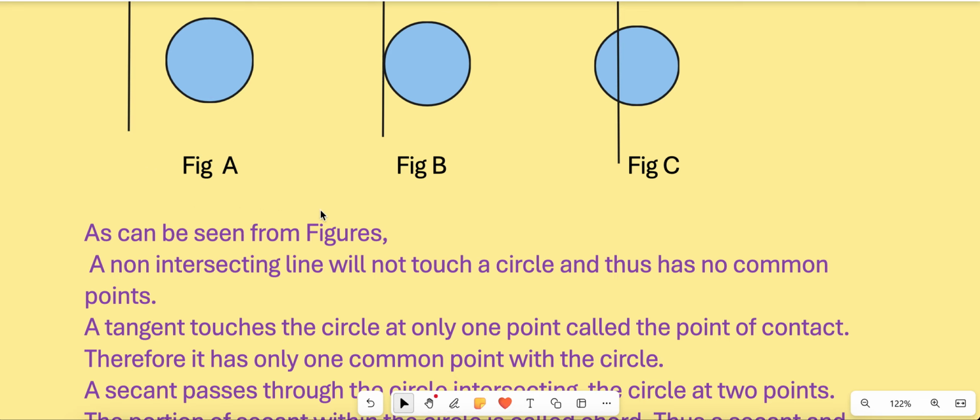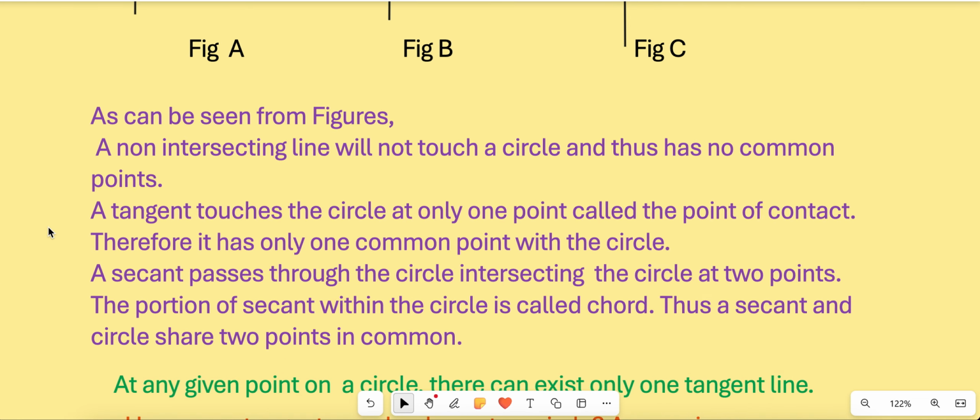So, in figure A, you can see it is a non-intersecting line because the line is not touching the circle at all. Therefore, a non-intersecting line will not touch the circle and thus has no common point between the line and the circle.